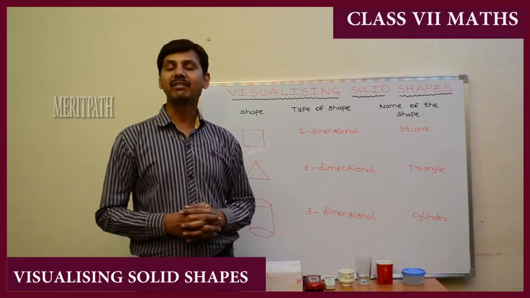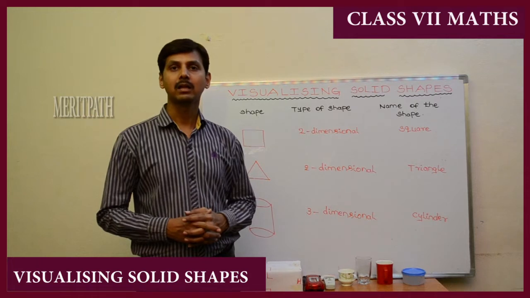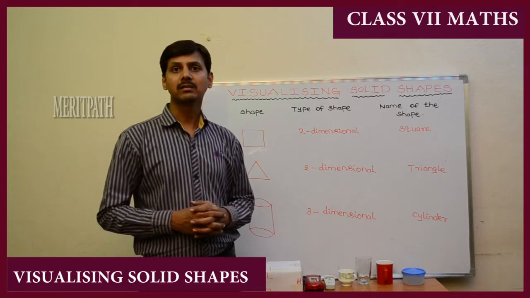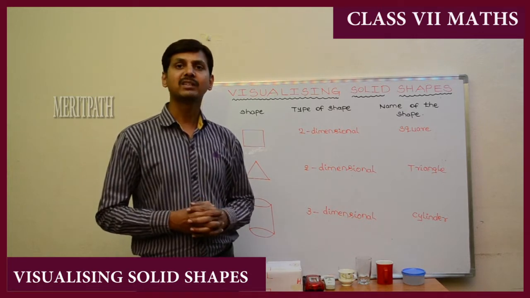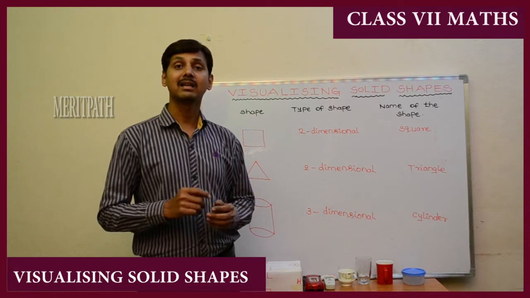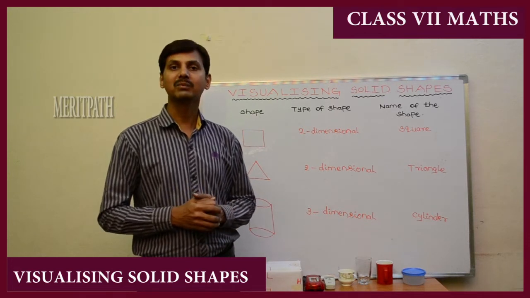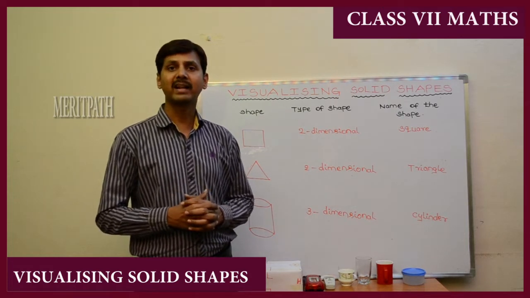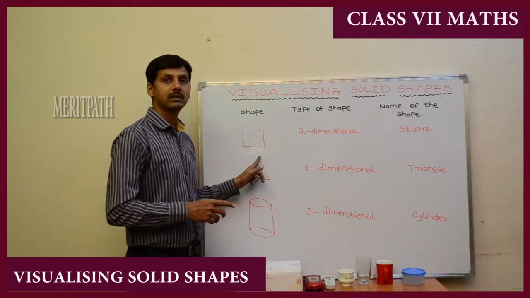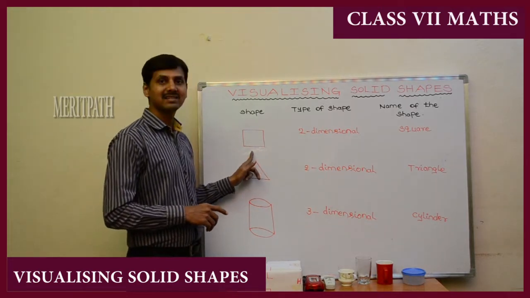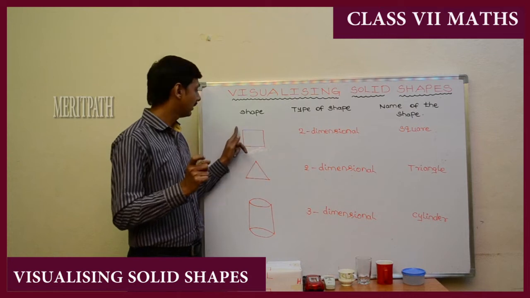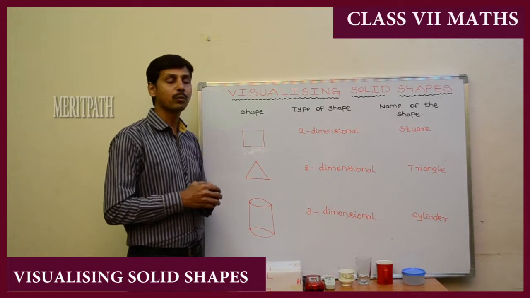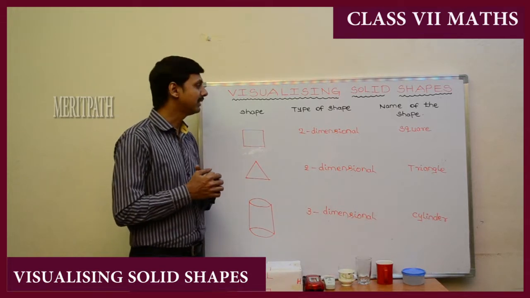Shapes which have two dimensions, length and breadth, we call two-dimensional shapes, and the solid shapes which have three dimensions, like length, breadth and height, we call three-dimensional figures or three-dimensional solids. For example, we have drawn a square. It has length and breadth, sides we measure in two dimensions. The name of the shape is a square.